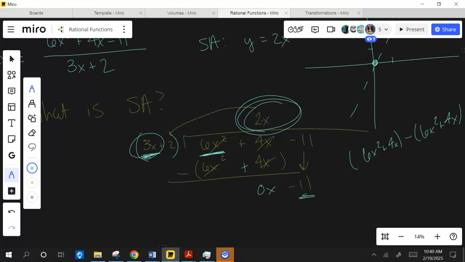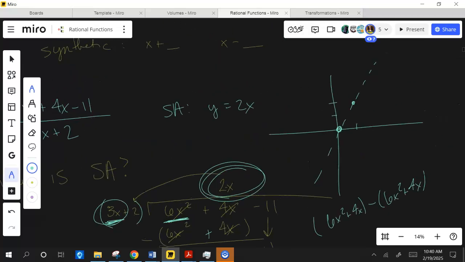All right, let's do another one. Don't forget how to graph a line. I start with the y-intercept, which is 0, and I apply the slope up 2 over 1.